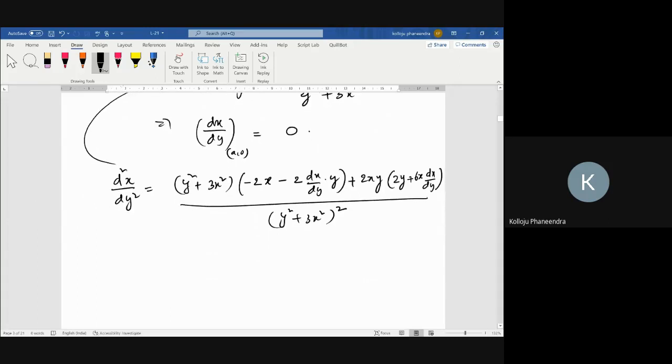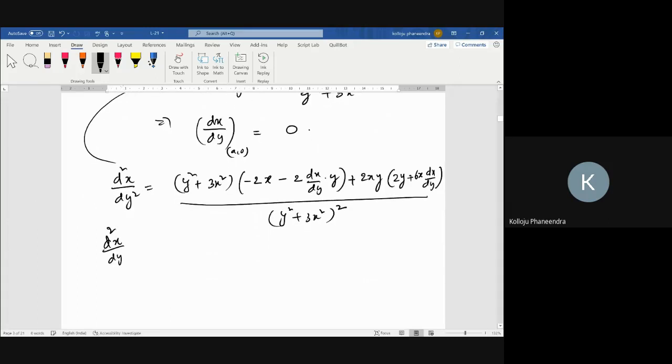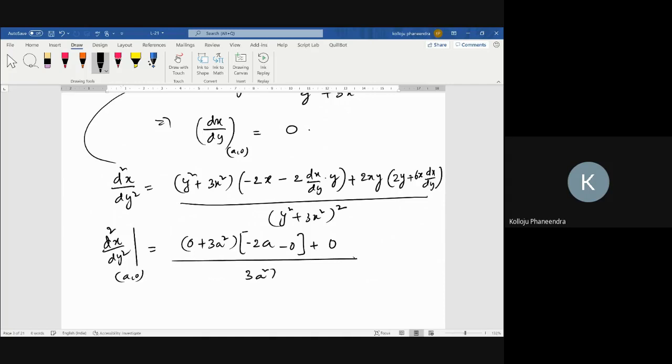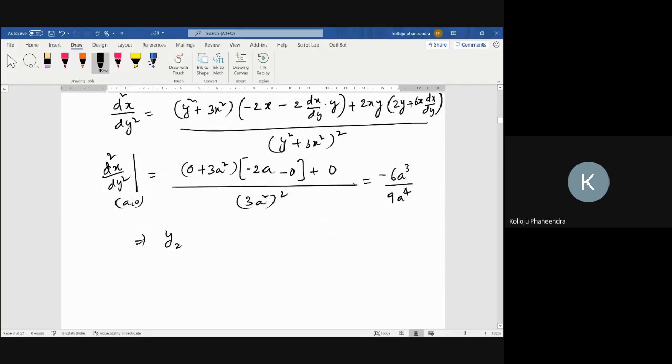Now don't simplify, because we have to evaluate this double derivative at the point a comma 0. So substitute the point directly. Y value 0, x value a, this first part is over, and minus 2a, y value 0, therefore 0, plus y value 0, therefore entirely 0. This is 3a square whole square you will get. So what is this answer? 3a square minus 6a cube by 9a power 4. Therefore, this implies y2 at a comma 0. What is y2 at a comma 0?